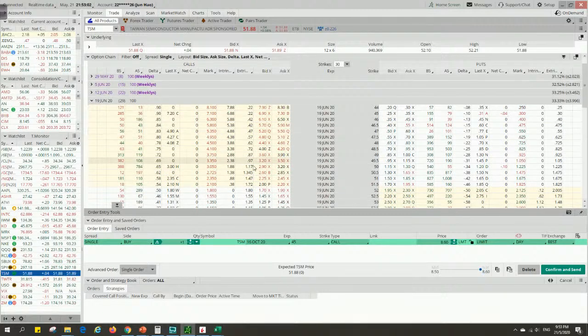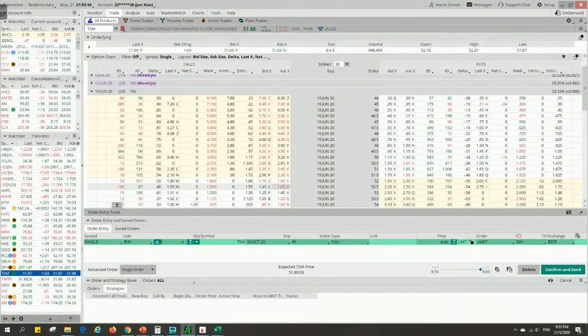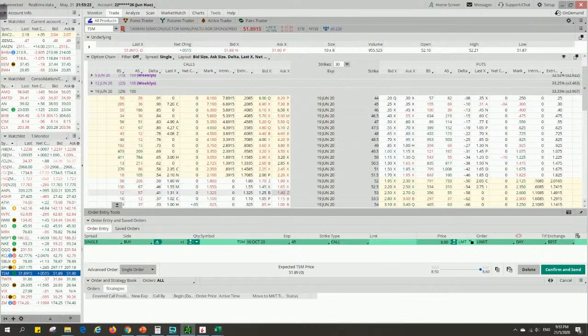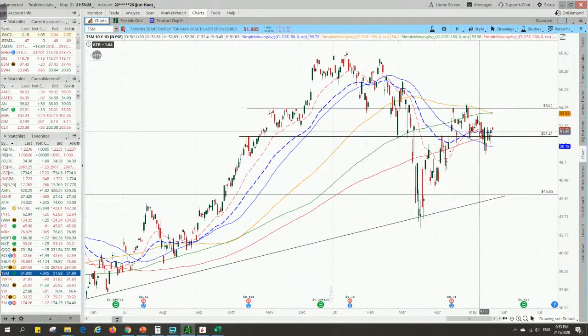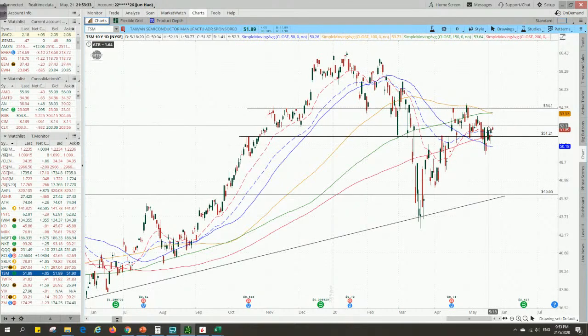So let's expand that. For a diagonal call, we want to allow some movement for the stock price to move up. So we do not want to sell at the money, and we want to sell instead maybe 1 or 2 strikes out of the money. From the option chain over here, 1 or 2 strikes out of the money will be maybe 52.5 or $53. So let us go back to the chart and look at these levels first. The current price is hovering around here, and $52, sorry, what was it?